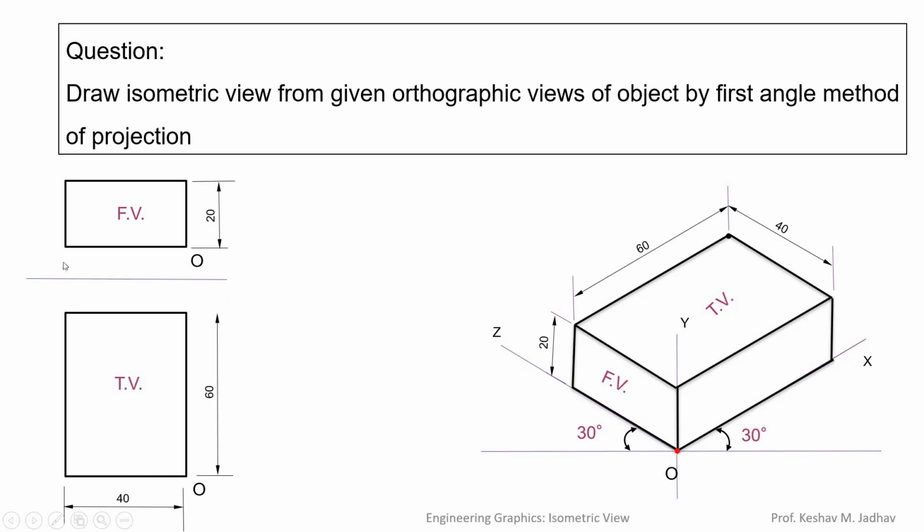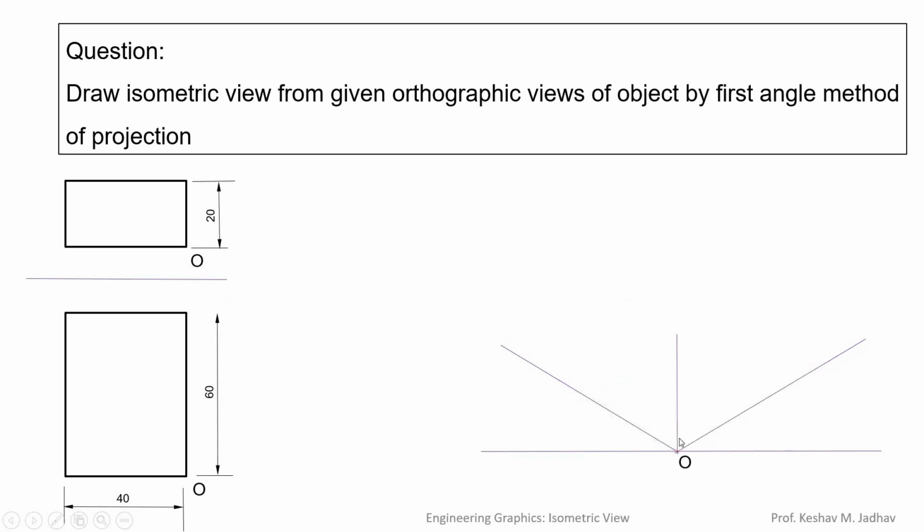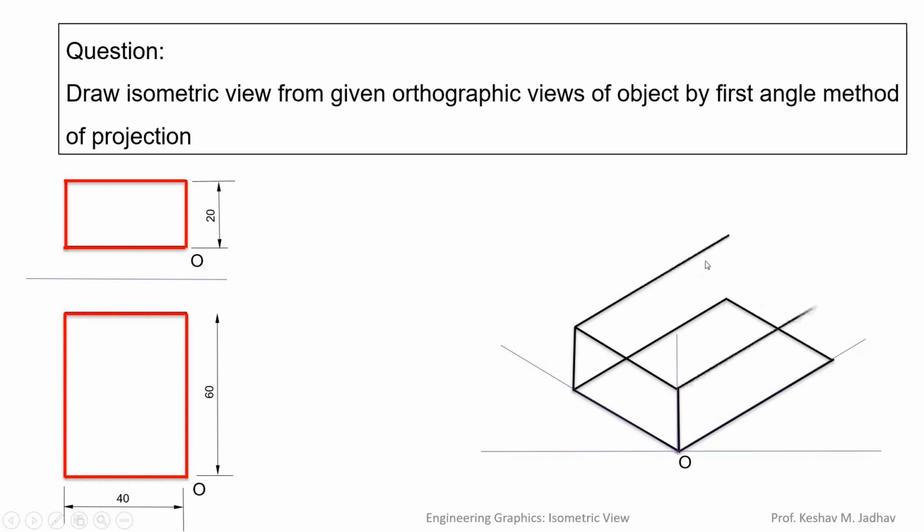So similar to the previous case, we can draw the isometric view step by step. So this is the front view rectangle and this is the top view rectangle, and we can complete the rectangular block like this. So here these edges are at the back side, so we can erase these edges and we will get the final three-dimensional isometric view.